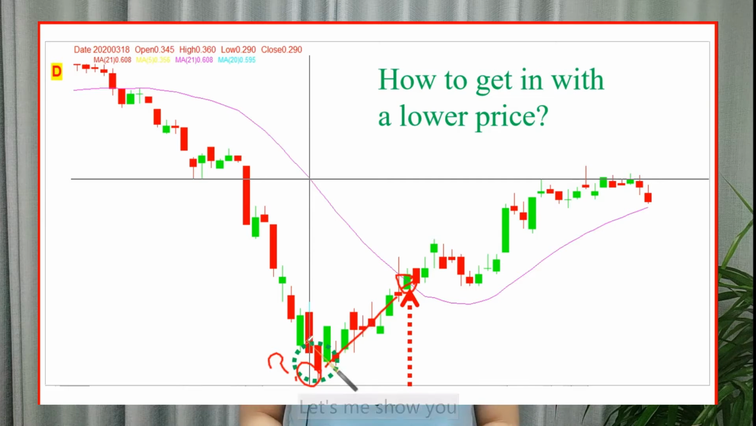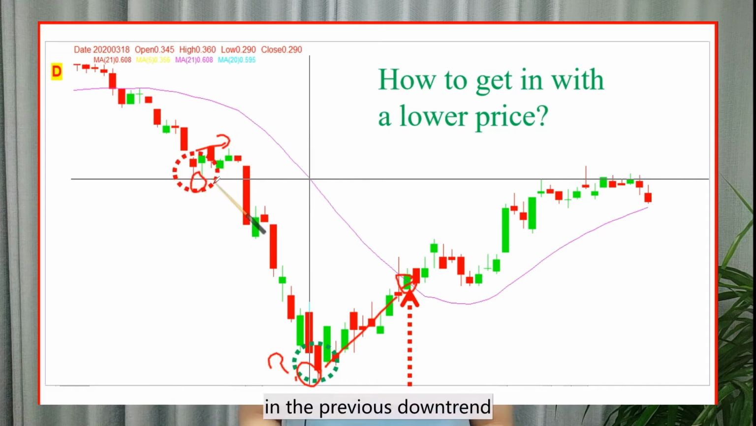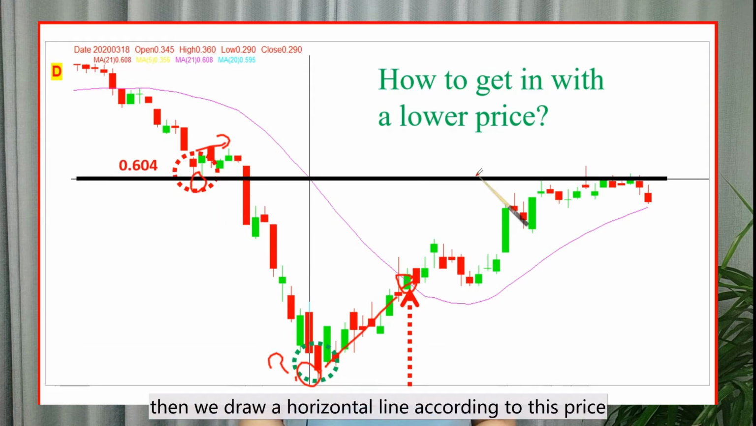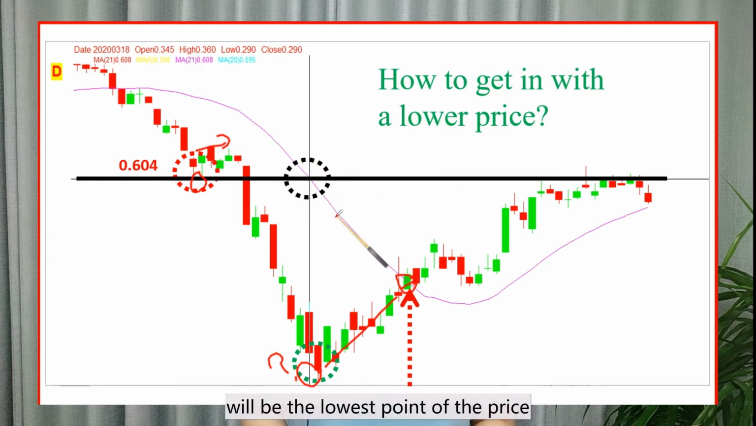Let me show you. Firstly, we need to find the lowest point of the short-term rebound in the previous downtrend. This point is 0.604. Then we draw a horizontal line according to this price. Then the point where it crosses the MA will be the lowest point of the price, which is also a time turning point. So we can buy on the next day.